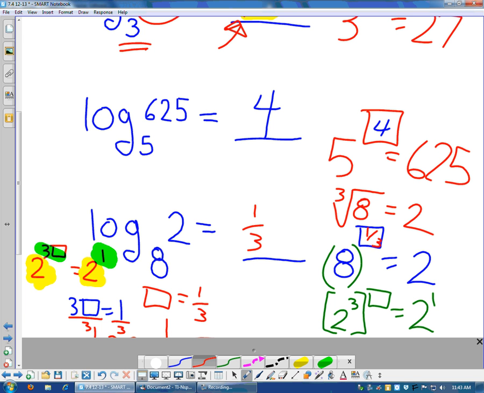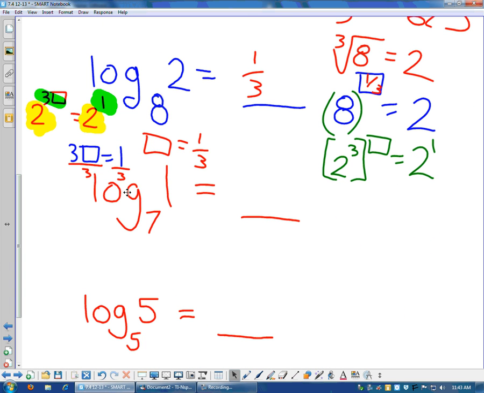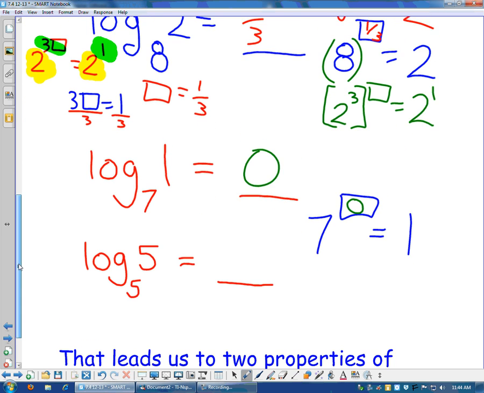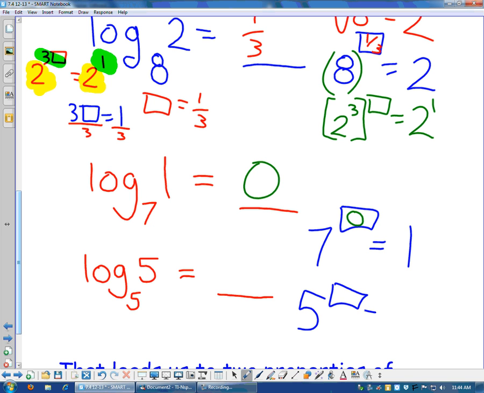Okay, so now let's try this next one. Slide it down a little bit. This is log to the base 7 of 1 is going to equal what? If we have log to the base 7 of 1, we're saying 7 raised to what power is equal to 1? Well, you know that we would have to have a 0 here. 7 raised to the 0 is equal to 1. So our answer is 0. And how about log to the base 5 of 5? That's saying 5 raised to what power is equal to 5? Well, you know that's going to be 1. So log to the base 5 of 5 is equal to 1.